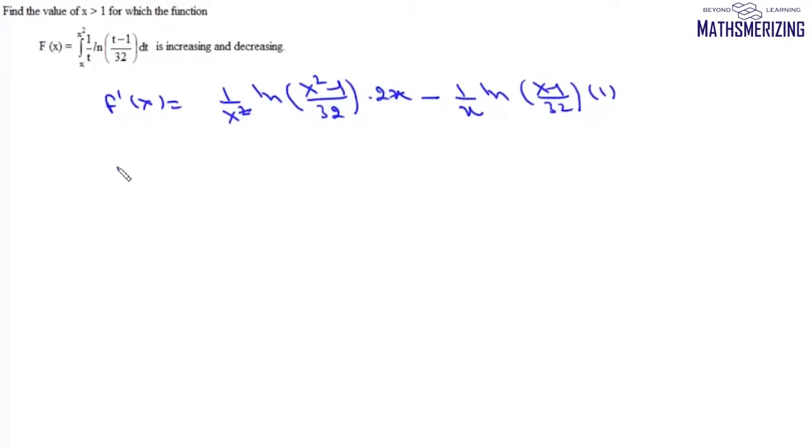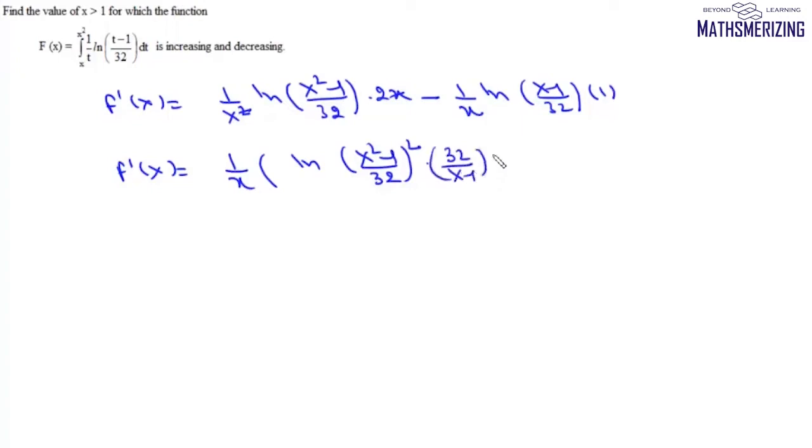We'll take 1 by x common. So we'll write f dash x as 1 by x, and then this is 2 log x. So it'll be log x square. So we can write this as log of x square minus 1 upon 32 whole square, and then minus log of this value. Log m minus log n is log m by n. So it'll be 32 by x minus 1.